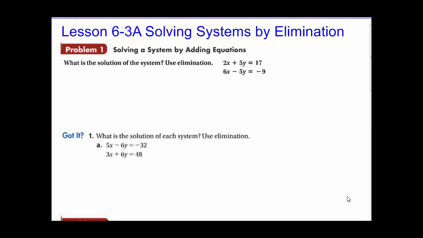This is the first of two videos for Section 6.3, Solving Systems by Elimination. This is the third way to solve a system. Like graphing, we had substitution done by Mr. Fuller, and now we are looking at elimination.